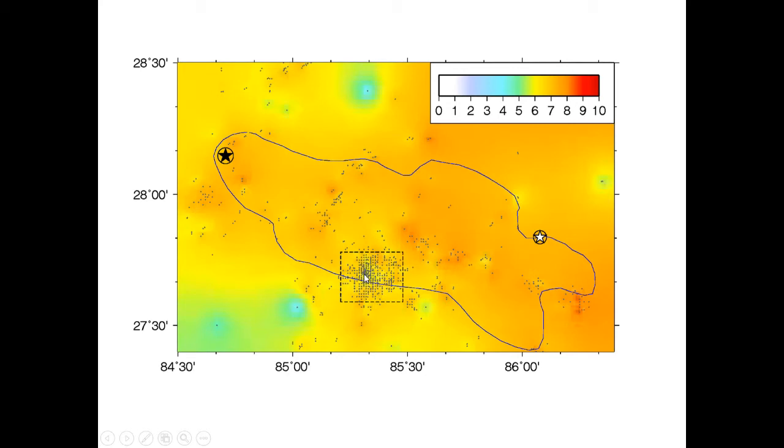Just on this map, you can see that it's not reds, it's mostly yellows. It was actually intensity 6. So this reflects that low degree of damage in Kathmandu. So again, a magnitude 7.8 earthquake. It was about 12 kilometers of fault below the city, and you're only generating intensity 6 shaking.